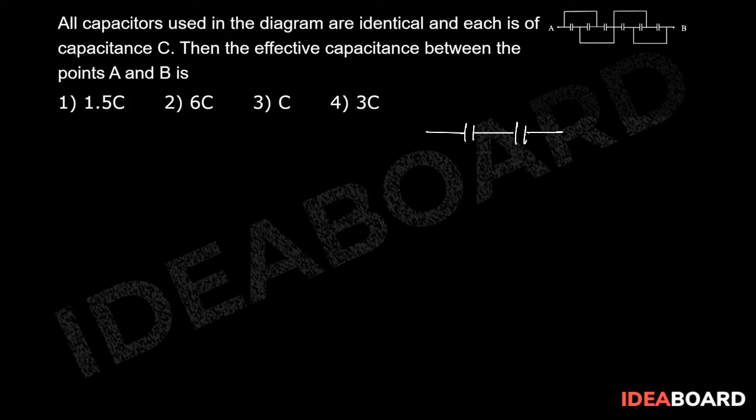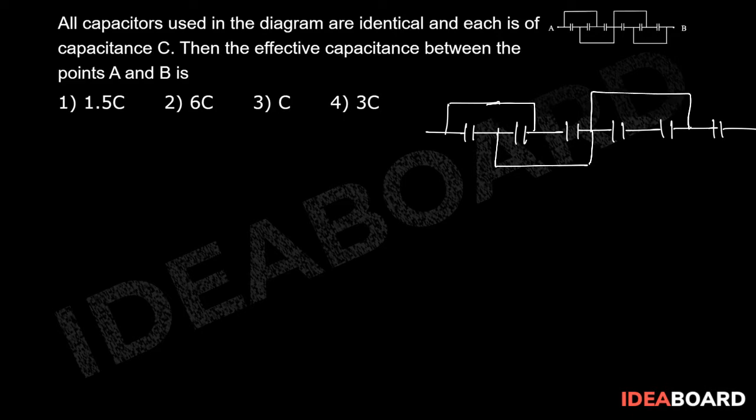So we have 1, 2, 3, 4, 5 and 6 parallel plate capacitors. Now they have been wired like this, and then it is wired like this, and then this is wired like this, and finally there is another wire.